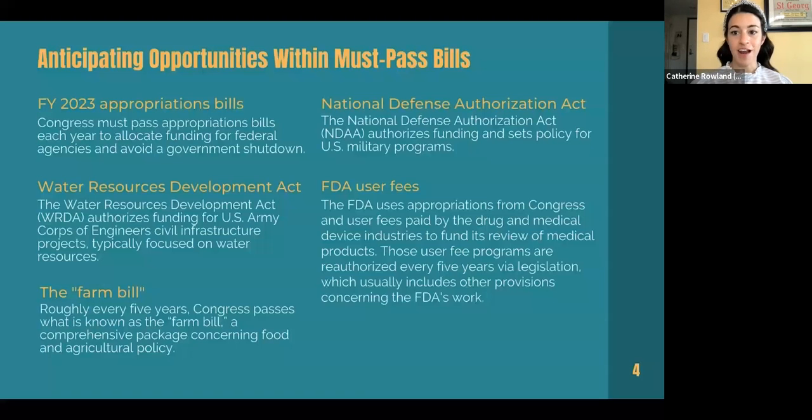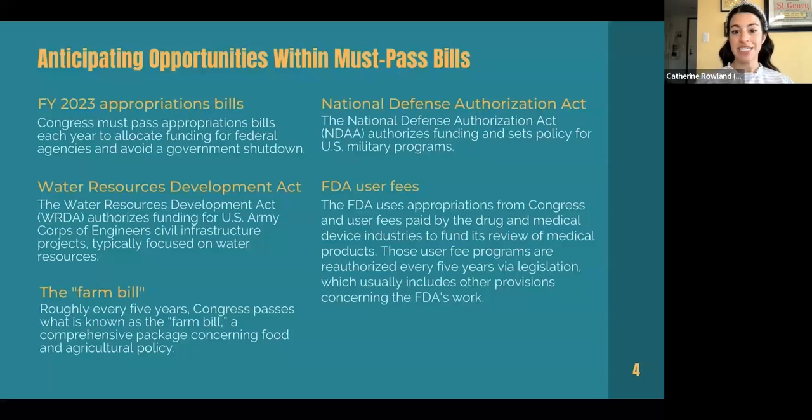The final issue that I want to talk about is how to anticipate opportunities within must-pass bills. The first step is knowing which must-pass bills are on the horizon. And I've listed a number of them on this slide, but I want to share a bit about how I came up with that list. Appropriations bills and the National Defense Authorization Act are considered annually, so we know to expect those.